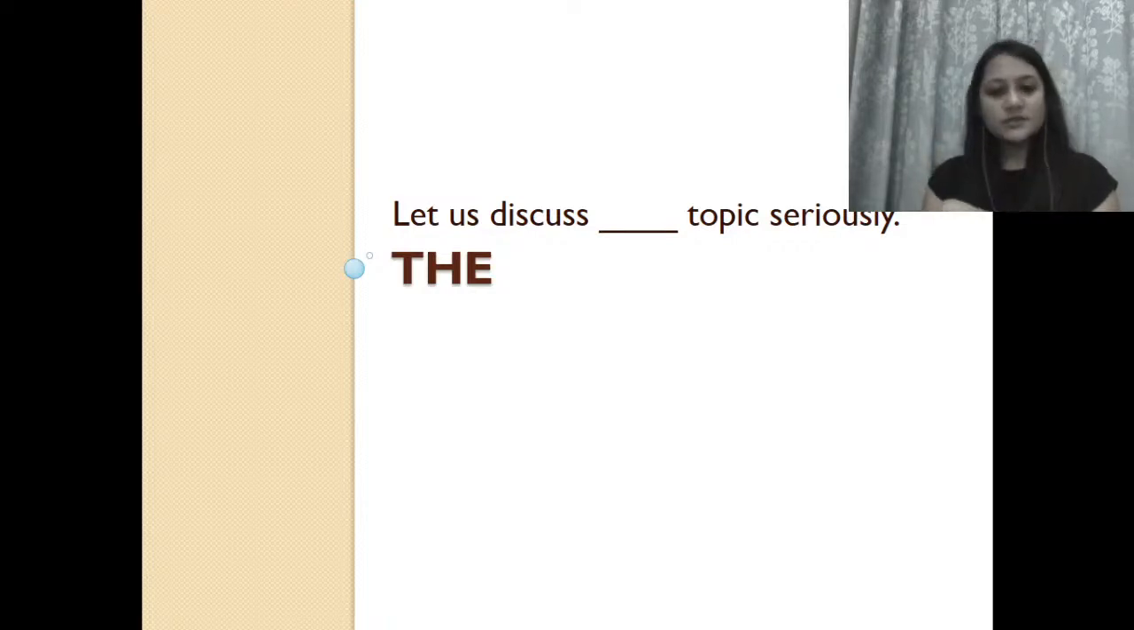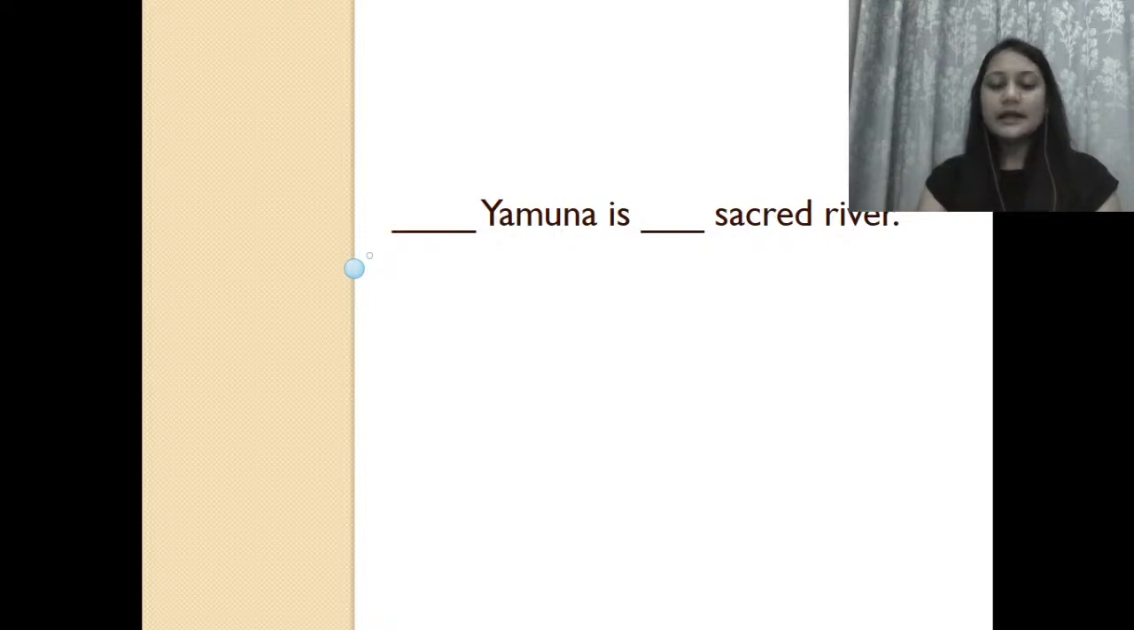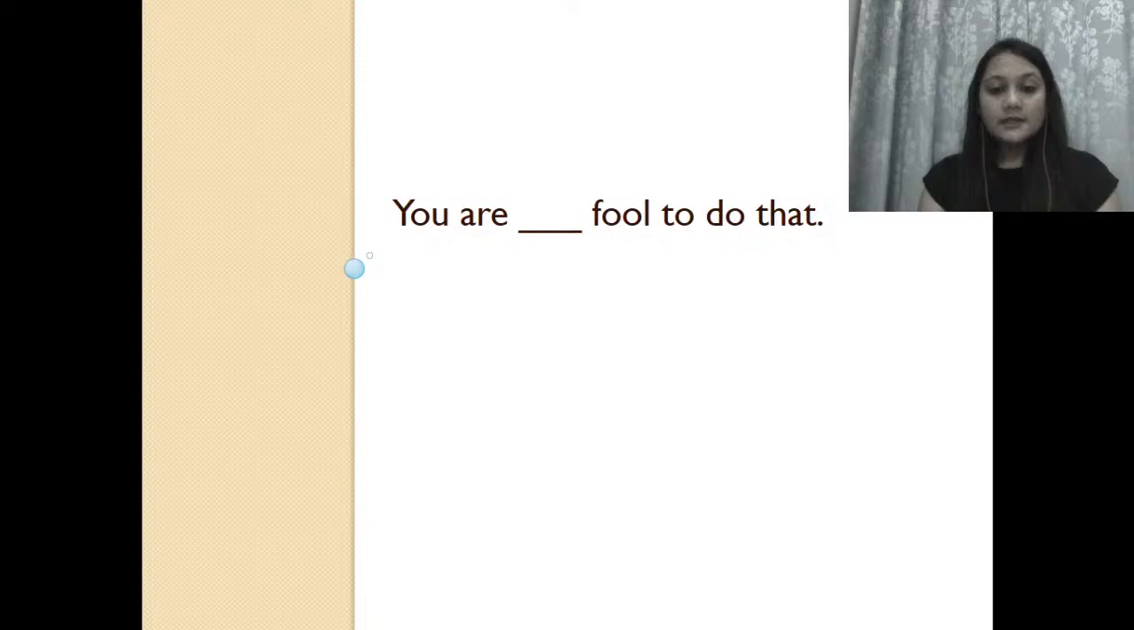That is why we have used here the: the Yamuna is a sacred river. Right. The Yamuna. Okay. So when we talk about proper nouns and if we have to use an article there, when you're very certain, you have to use the. So it says the Yamuna is a sacred river. Are we clear? It says the Yamuna is a sacred river.